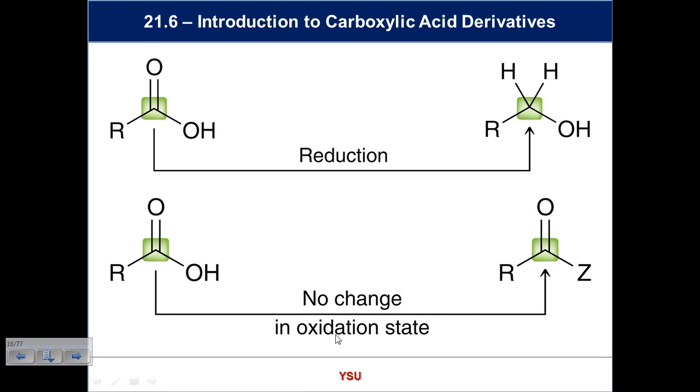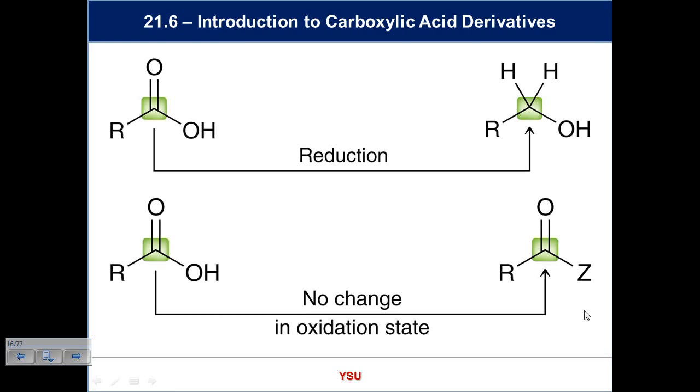What we need to do for the rest of this chapter, really, and a lot of the next chapter, is worry about reactions in which we don't actually change the oxidation state. We simply swap out whatever the leaving group happens to be for some other piece. And this is fairly straightforward, except there are many examples of the different piece.